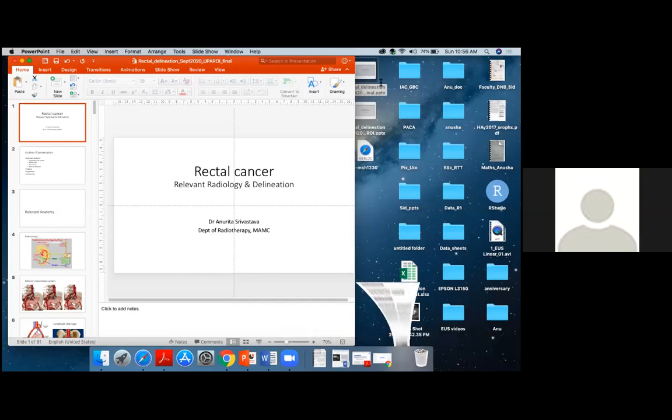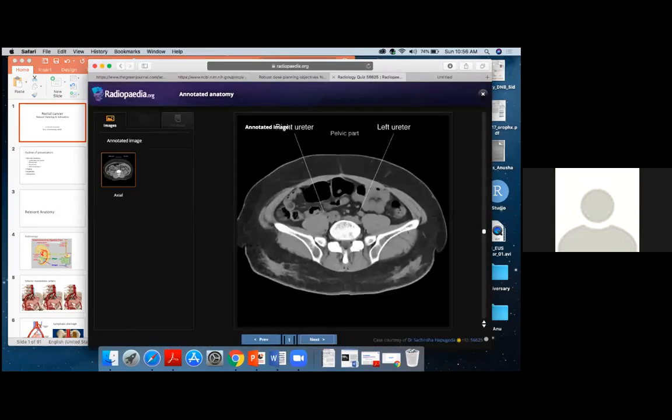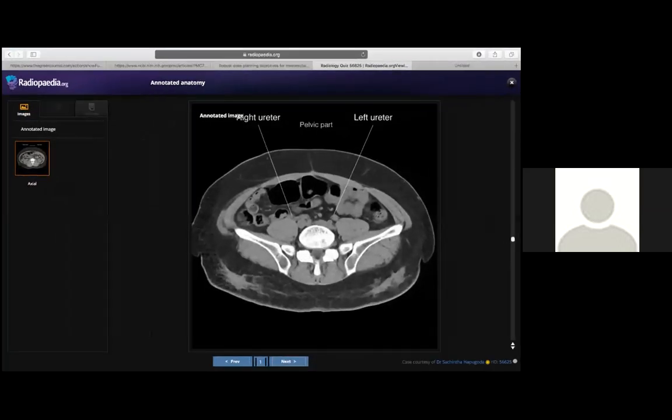Is my slide still visible? Yes, ma'am, your slide is visible. So this is just something which I had on my computer, so I'll just show it to you.